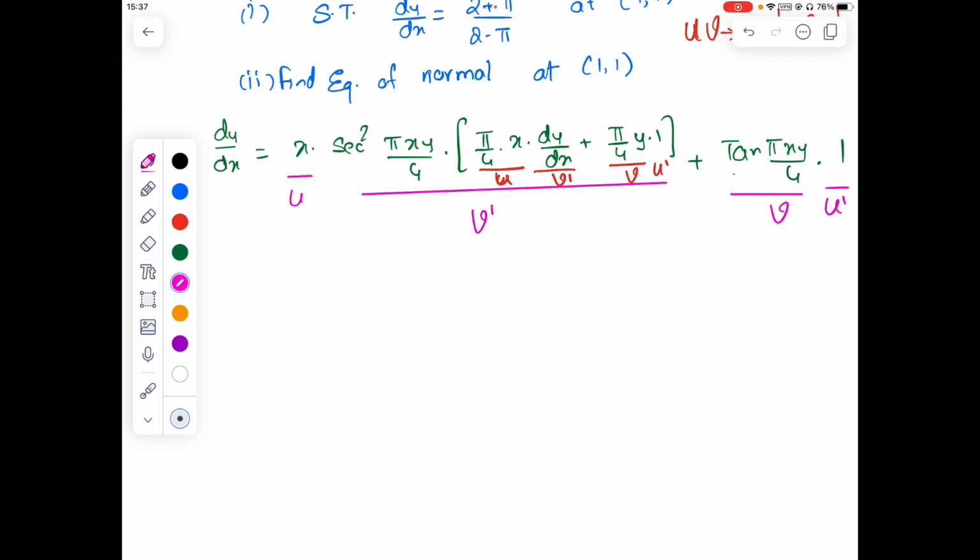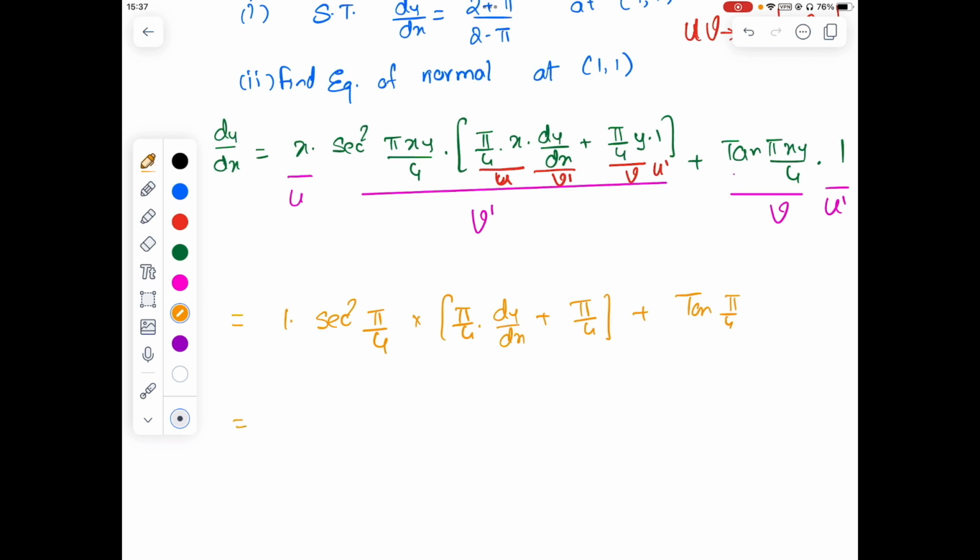And at 1 comma 1, it is easy to plug in 1 comma 1 first. So dy by dx equals 1 times secant squared pi upon 4, times pi upon 4 times dy by dx, plus pi upon 4, plus tan pi upon 4.